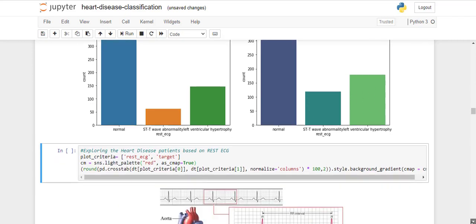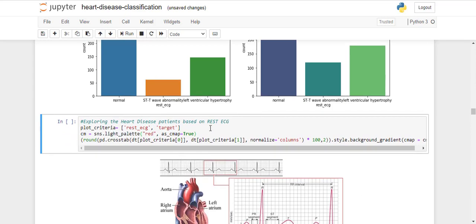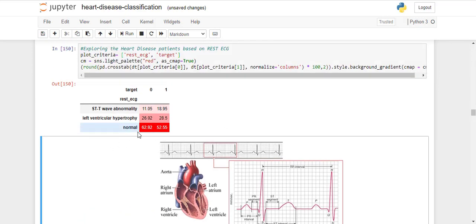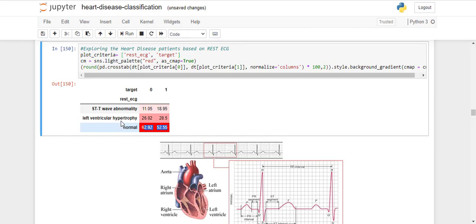Next, we'll again see what is the distribution in terms of percentage. So as we can see, normal is the majority in both the cases, whereas left ventricular hypertrophy is higher in case of heart patients. It is not much higher, it is slightly higher. And for ST wave abnormalities, the difference is around 8% or 7%.